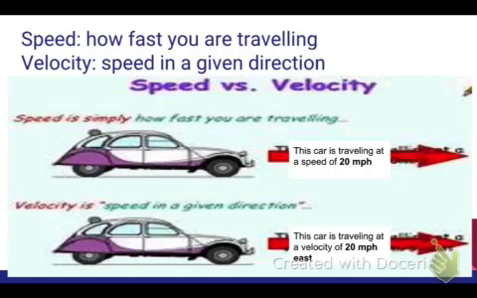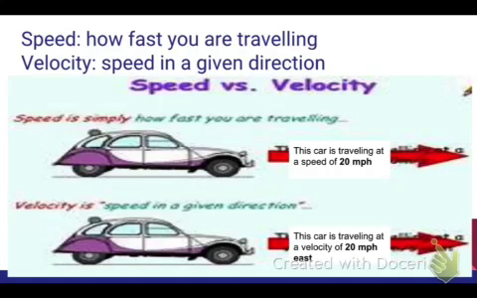Those are all speeds. As soon as you add a direction to your speed, you turn it into a velocity. So velocity is speed in a given direction. If we add a direction, this car is traveling at a velocity of 20 miles per hour east, now it's a velocity. It doesn't have to be the cardinal directions. It doesn't have to be north, south, east, west. You could say up or down or forwards or backwards, left, right.